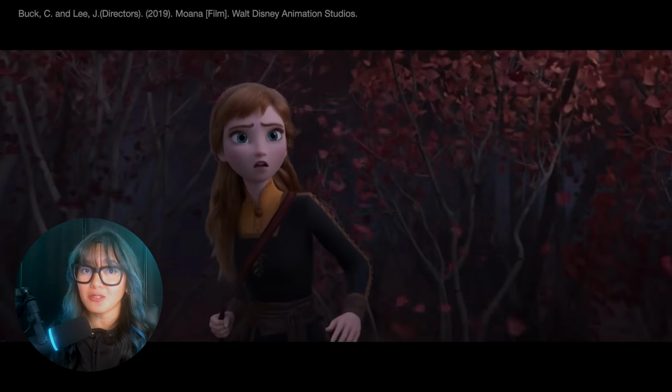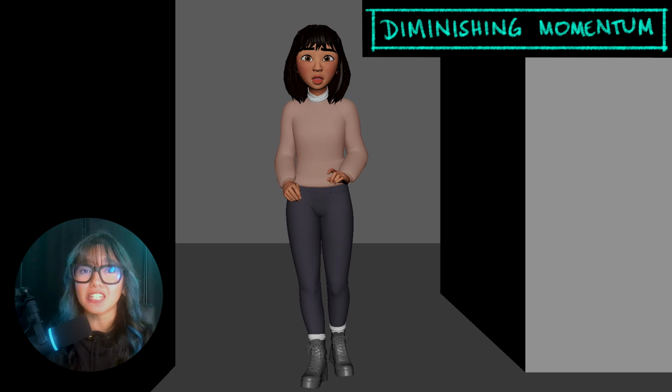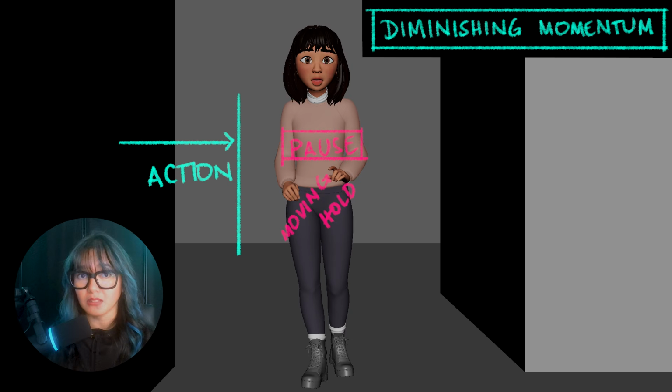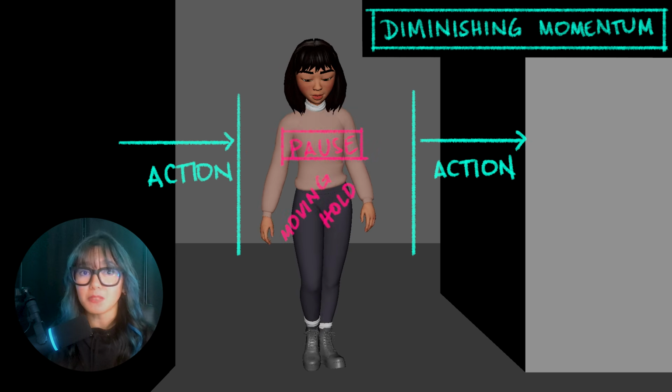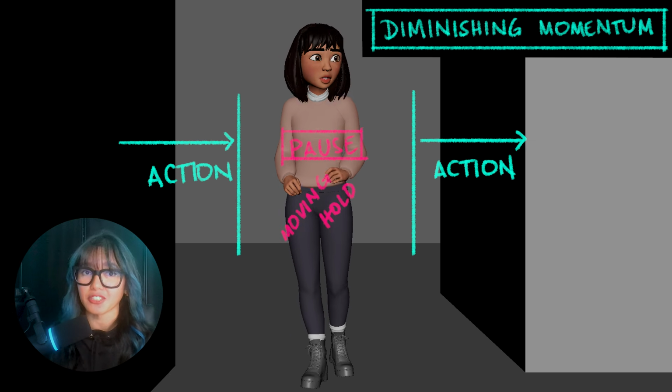This brings us to three types of application. The first type is diminishing momentum. This is when you want to introduce a pause after an action before you move on to the next one. So it's like a transition between two actions, or simply to finish and settle the current action that you have.